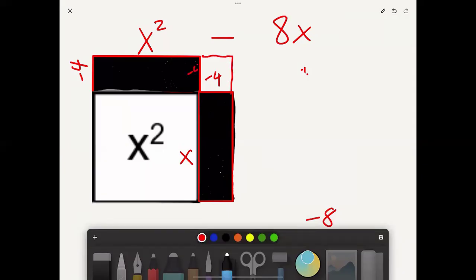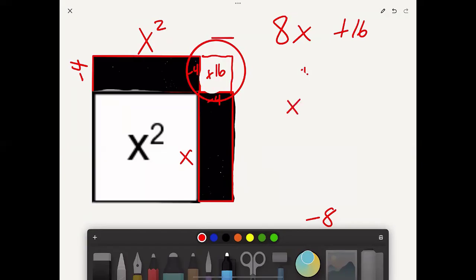Now, this side is a -4. This side is a -4. When you multiply those two together, guess what? You're going to get a positive 16. So that's what we have to add here. So even if one of the sides is negative, we're still going to have to add a positive number in order to complete the square. Always. The number we add is always going to be positive.